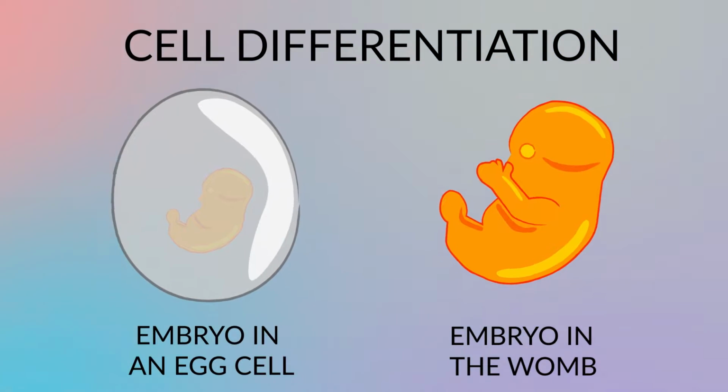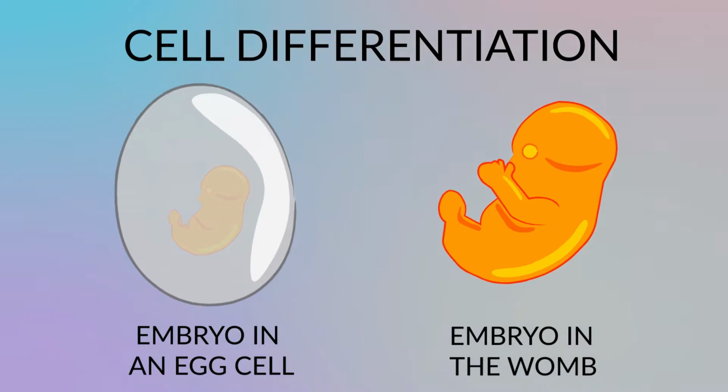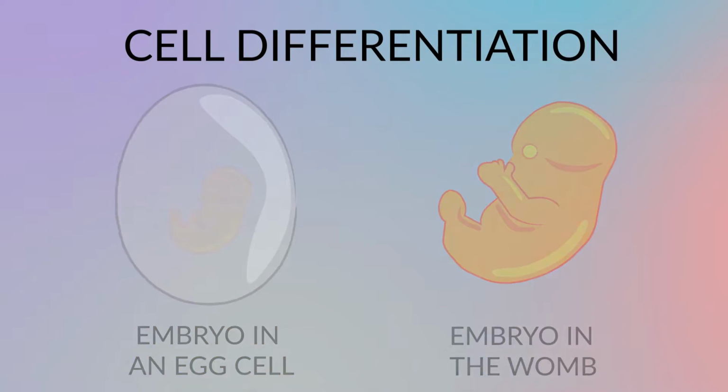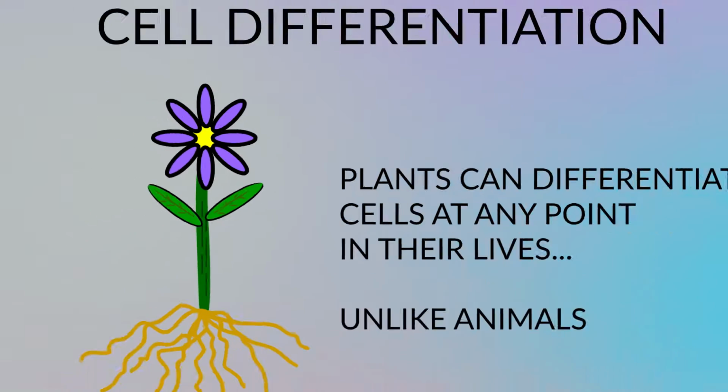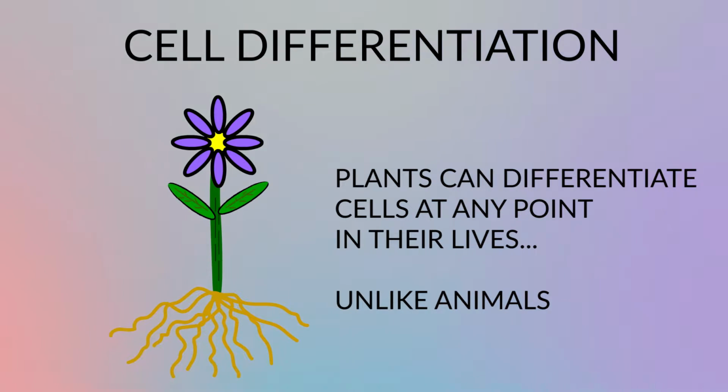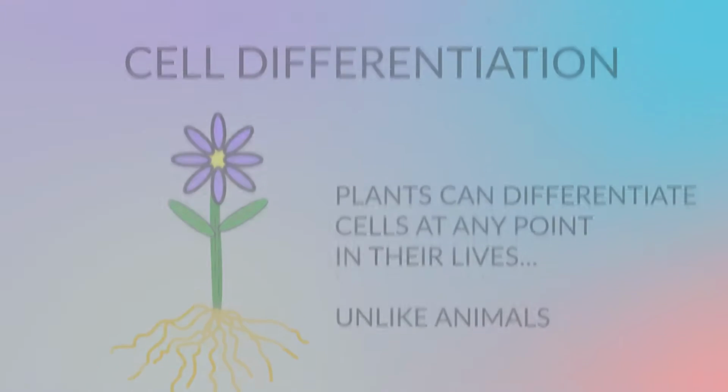Cell differentiation occurs when the organism is developing as an embryo, in the womb, or an egg. Plants, on the other hand, retain the ability to differentiate their cells during their whole life. Let's take a look at the specialised cells you may be asked about in your exams.